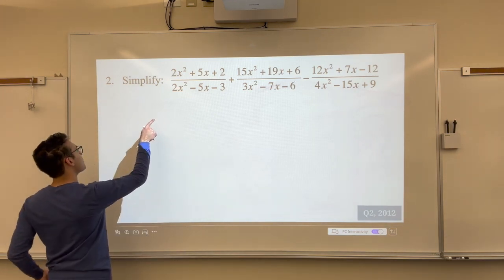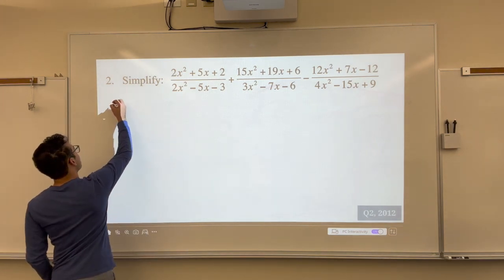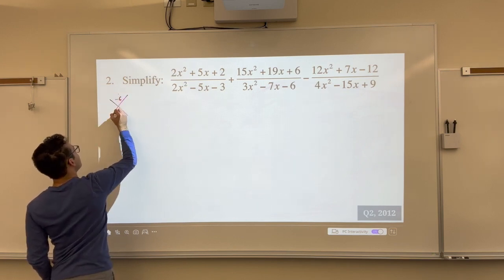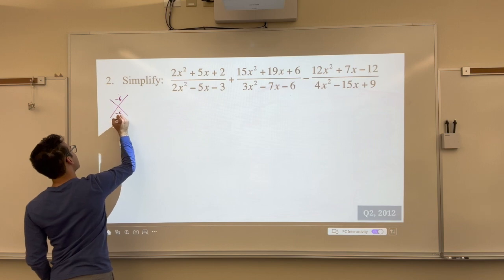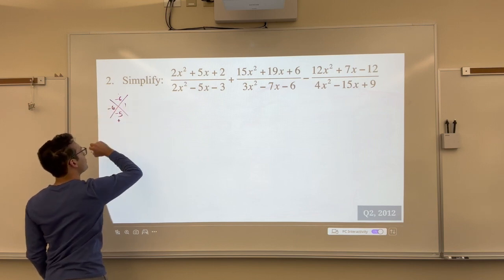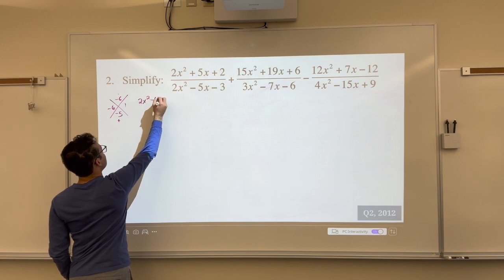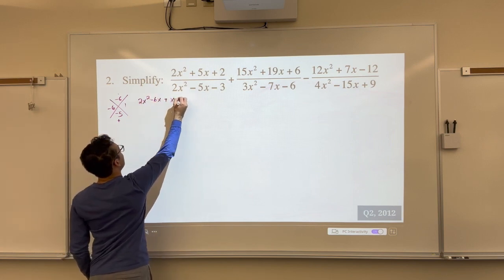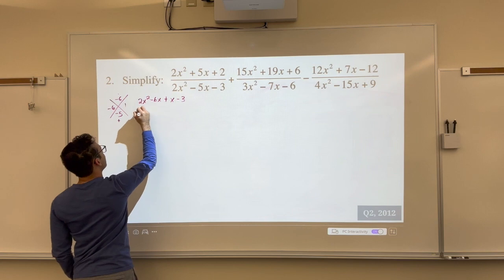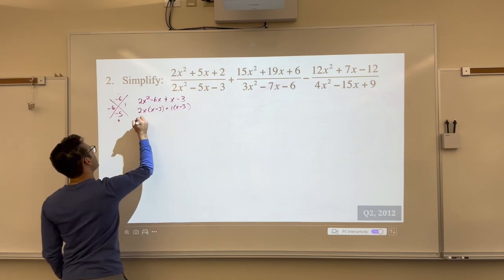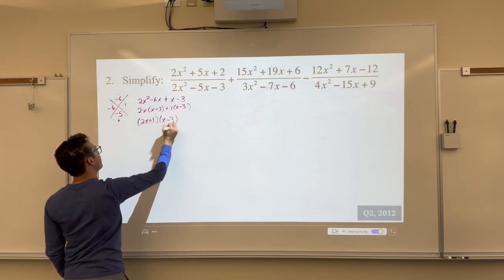So the 2x squared minus 5x minus 3, we can set up our factor x. We need to multiply to negative 6, add to negative 5. Of course, that's going to be negative 6 and positive 1. So we have 2x squared minus 6x plus x minus 3. And that would be 2x times x minus 3 plus 1 times x minus 3, which is equal to 2x plus 1 times x minus 3.